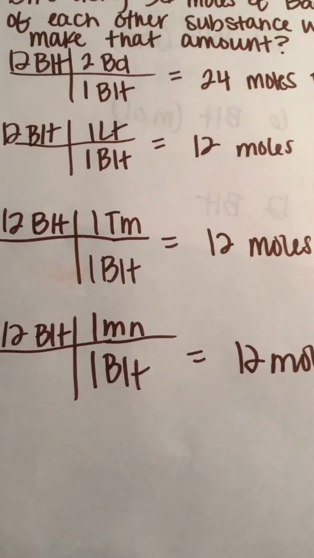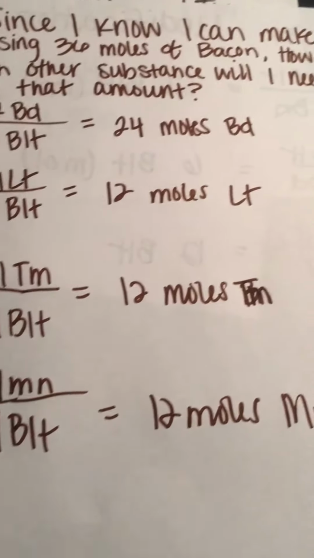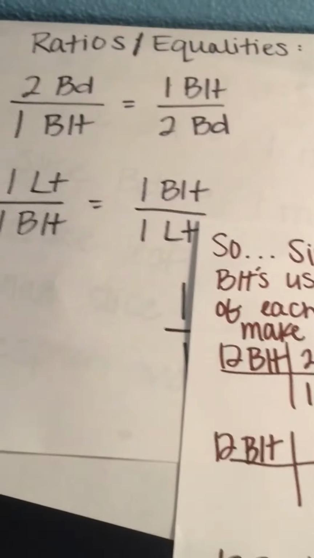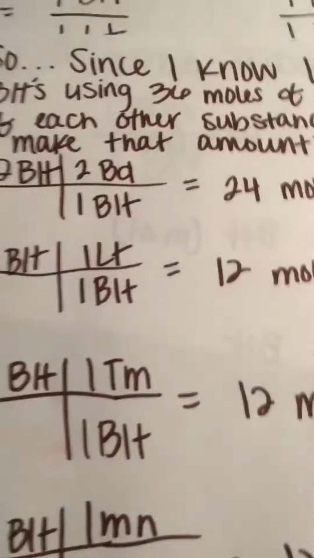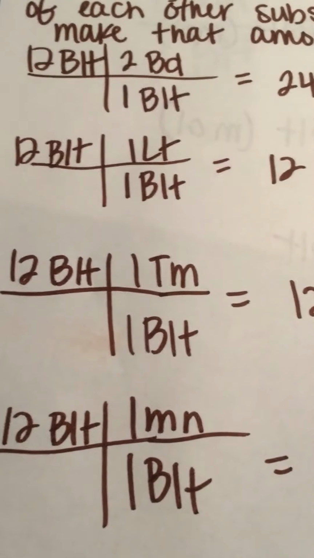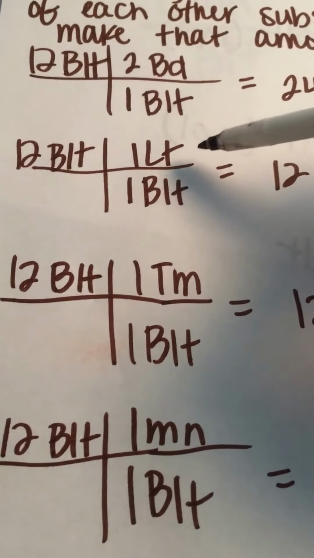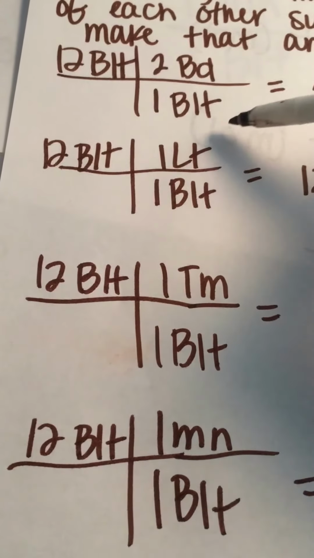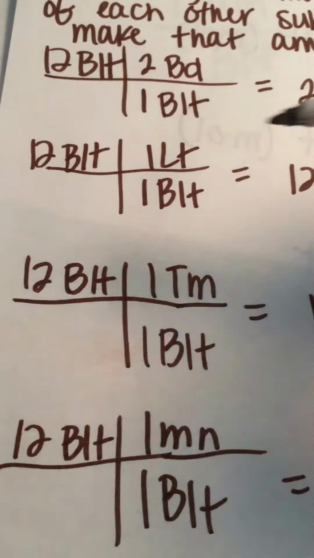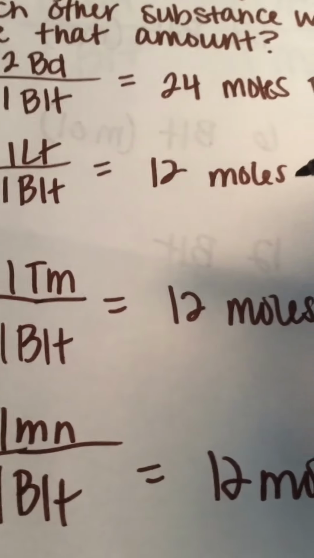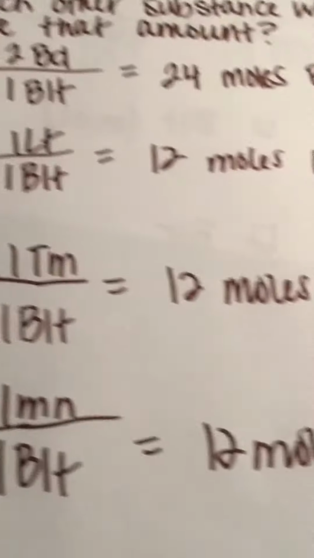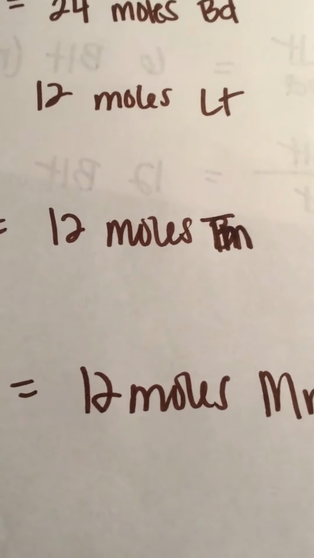So you do the same thing for the rest. You use your known, which is 12 BLTs, and you use your ratios and equalities to see what goes in what box. So we know that 1 lettuce is equal to 1 BLT, so you put the known on the bottom and the unknown on the top. You multiply the top, divide the bottom, and it's 12. And for every one but the bread and the bacon, your answer is going to be 12 moles of whatever unit you have.